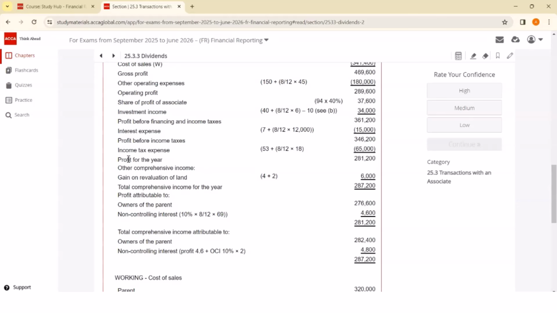This is what I was mentioning to you, that we have the operating profit. In the operating profit, we add the share of profit of associate. Now, once we have added this and there is any other investment income, then we get the final figure of the profit before financing and income taxes. Now, let's move back to our presentation to continue our topic from there.